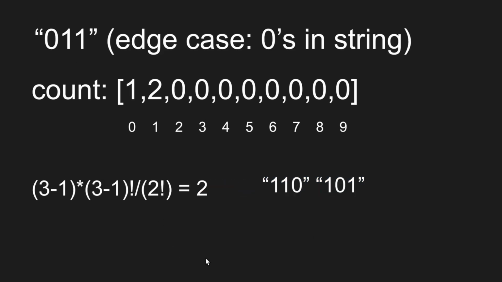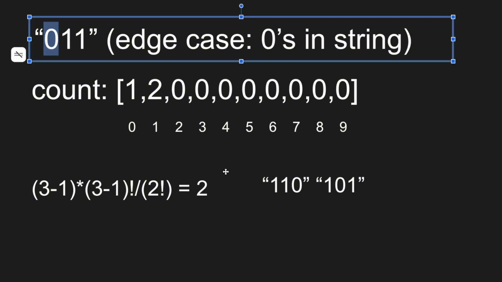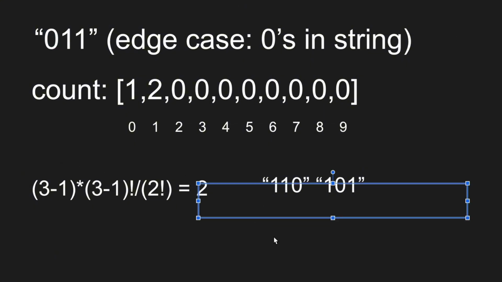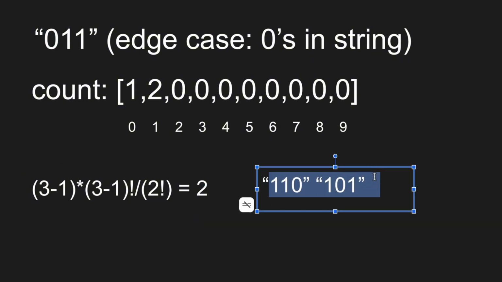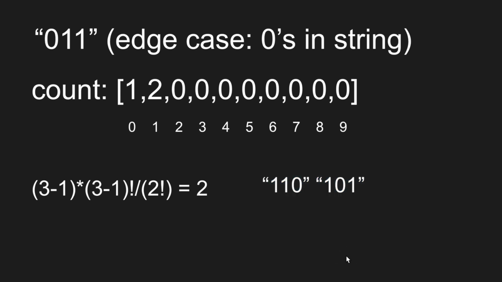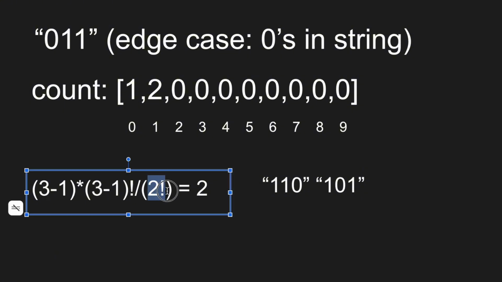Now there is an edge case if there's zeros in the string, because we cannot have a leading 0 as a permutation. So there's only 2 permutations in this example. And how we will do that is rather than take the factorial of the length of the string, we will take the length of the string minus 1 times the factorial of the length of the string minus 1, and the denominator will be the same thing.